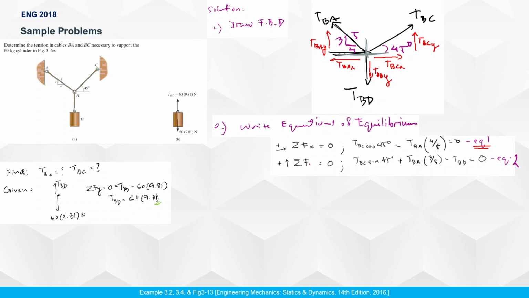And for summation of forces of y naman, that will be TBC sine 45 plus TBA 3 over 5 minus TBD, since that's the only component naman sa y niya dun, is equals to 0. From here, this is your equation number 2. So this one you have two unknowns, so you can't solve this directly. But here you have already TBD, so you can use both equations to equate and replace one another so that you can isolate one unknown muna.